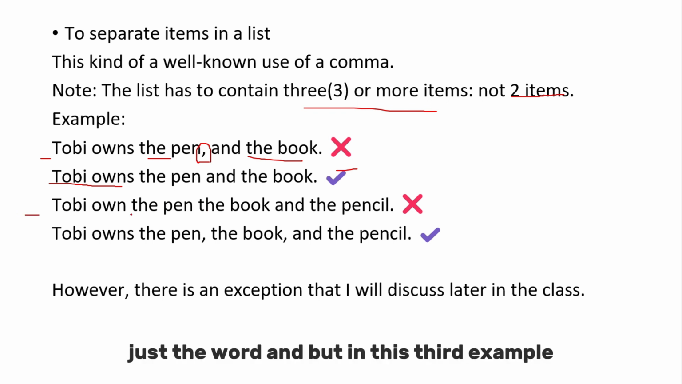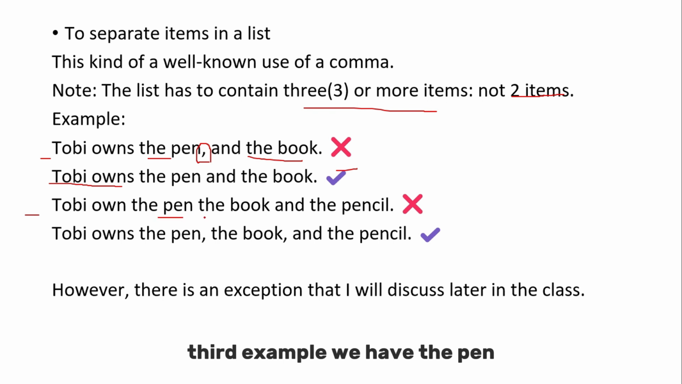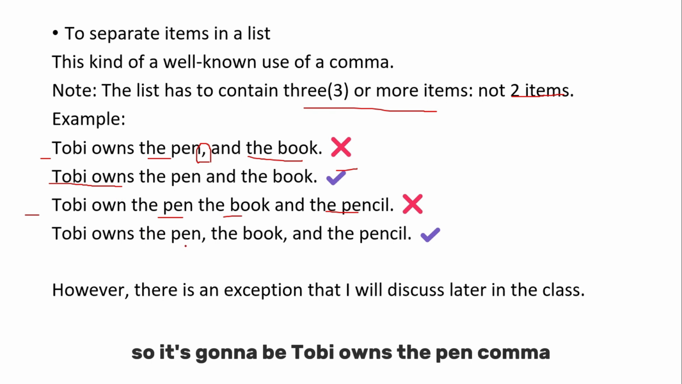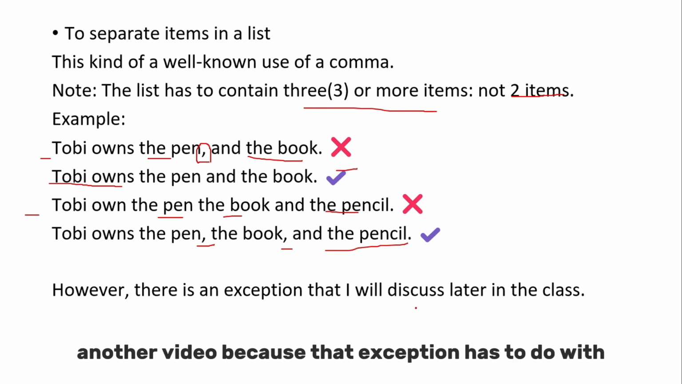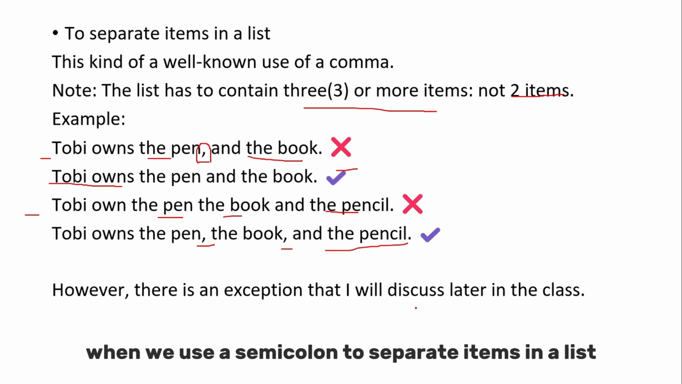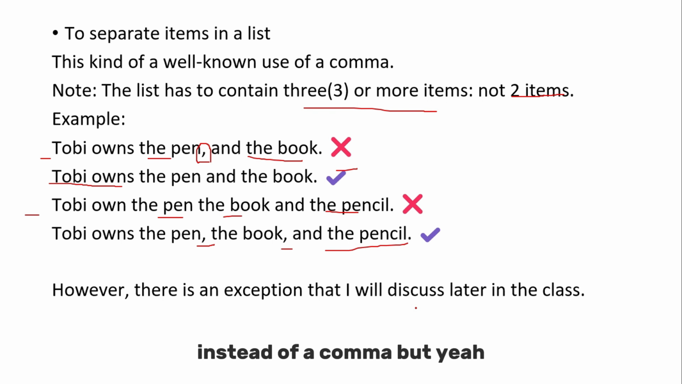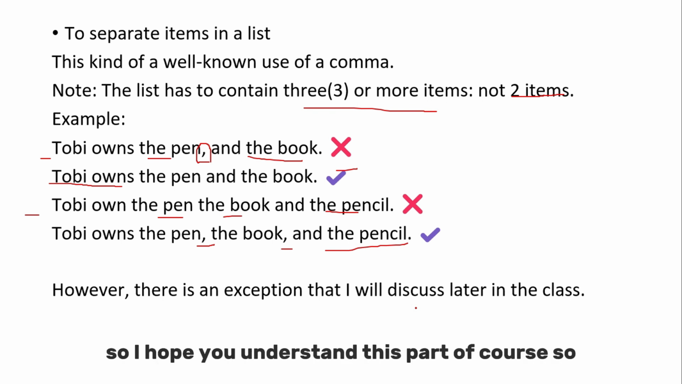But in this third example, we have the pen, the book, and the pencil. So now we have 3 items on the list. So it's gonna be: Toby owns the pen, comma, the book, comma, and the pencil. That's how it's gonna be. But there is an exception that I will discuss in another video, because that exception has to do with when we use a semicolon to separate items in a list instead of a comma. Of course, I'm gonna treat semicolons in another video. So I hope you understand this part.